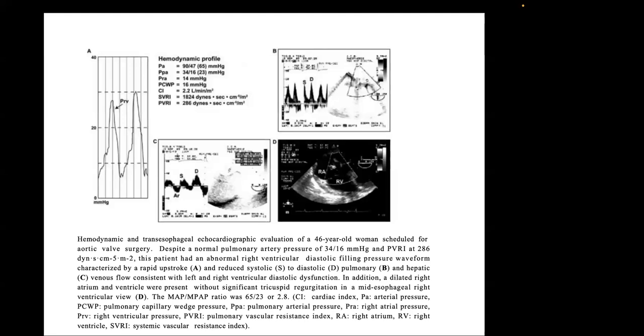This patient had an abnormal right ventricular diastolic filling pressure waveform characterized by a rapid upstroke. The A wave, the reduced systolic to diastolic ratio, and D is the pulmonary vein, S and D, and the hepatic venous flow are consistent with left and right ventricular diastolic dysfunction. In addition, a dilated atrium and ventricle were present without significant tricuspid regurgitation in the mid-esophageal right ventricular view. The mean arterial pressure to mean pulmonary arterial pressure ratio, 65/23, is 2.8.